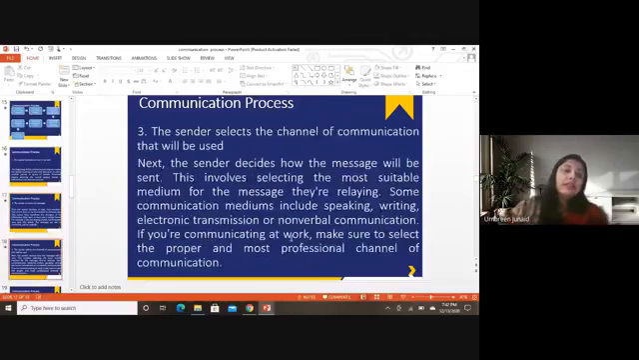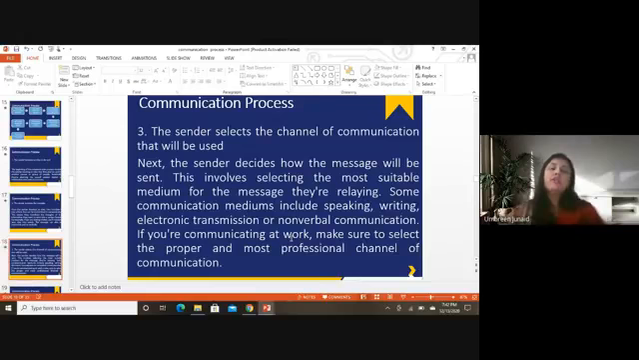Now the sender selects the channel of communication that will be used. Next, the sender decides how the message will be sent. This involves selecting the most suitable medium for the message. Some communication mediums include speaking, writing, electronic transmission, or non-verbal communication.